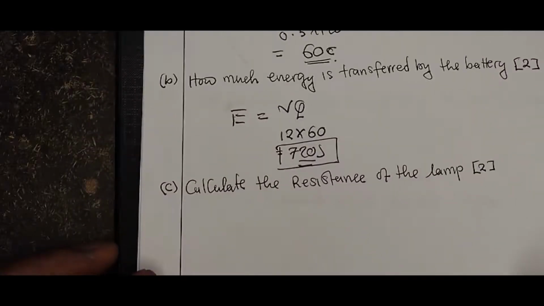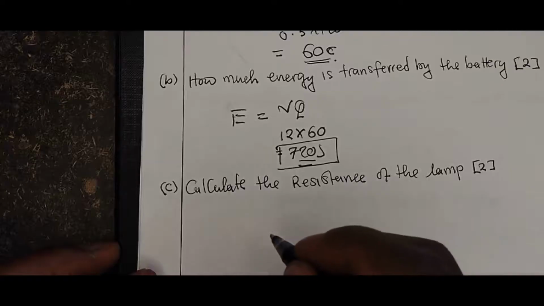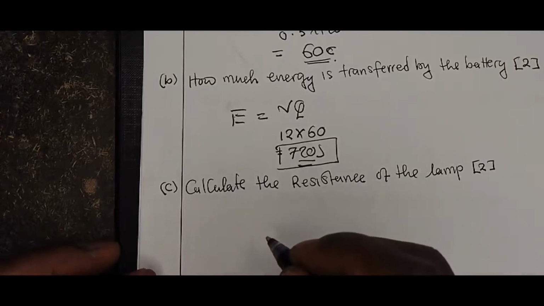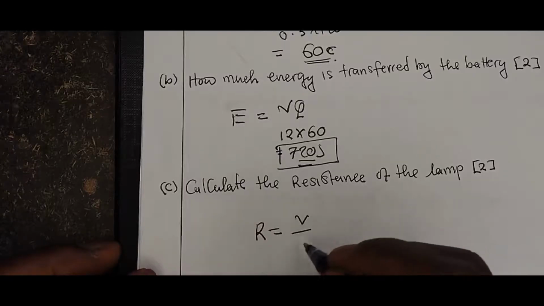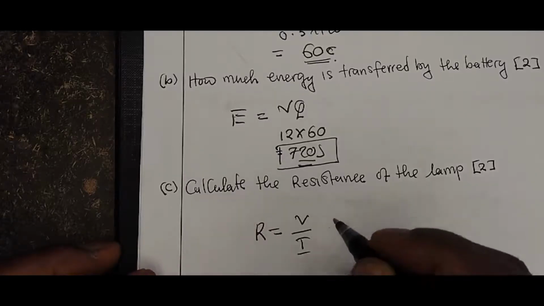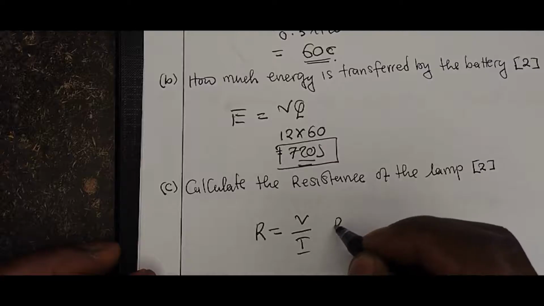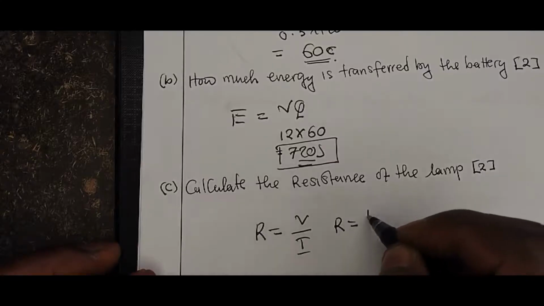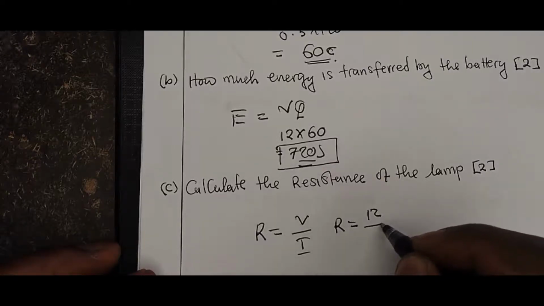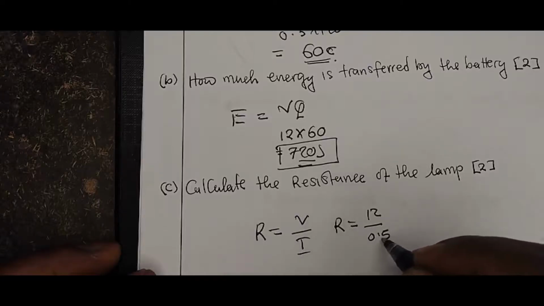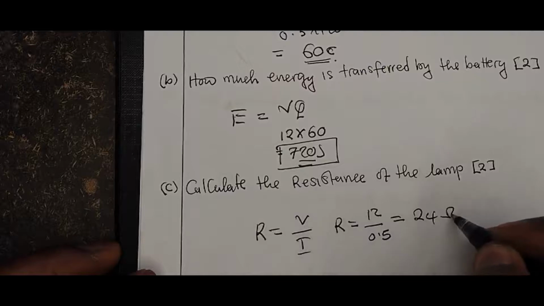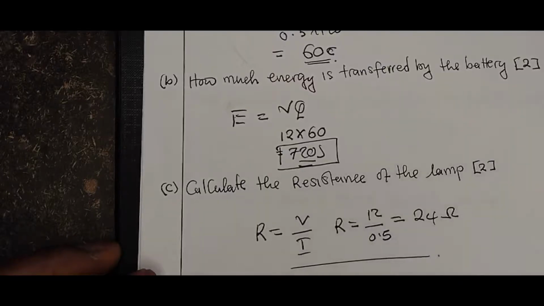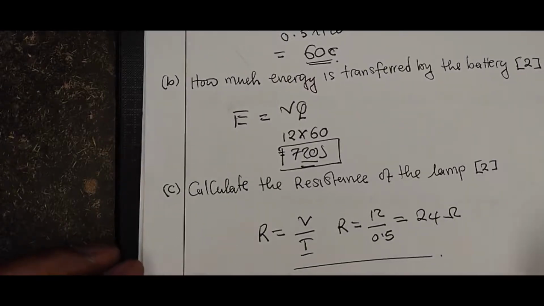The next question is calculate the resistance of the lamp. How do you calculate the resistance? When you are given a situation such as that, you just apply this formula: resistance equals voltage over current. In this case, what is the resistance? It's the one that we are looking for. What is the voltage? It's 12. And what is the current? 0.5. So dividing, you're going to have 24 ohms. Okay, so that is what you needed to do in this question.